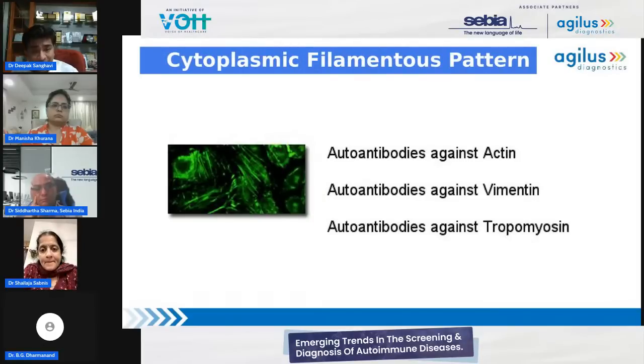There are cytoplasmic filamentous patterns also for actin, vimentin, and tropomyosin, which help for further diagnosis, especially of autoimmune hepatitis. Next slide.